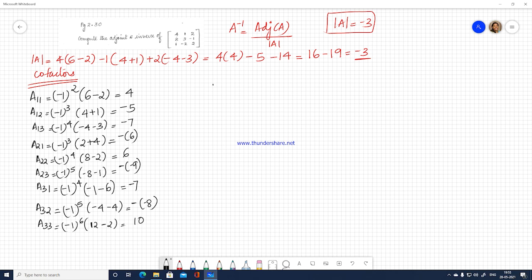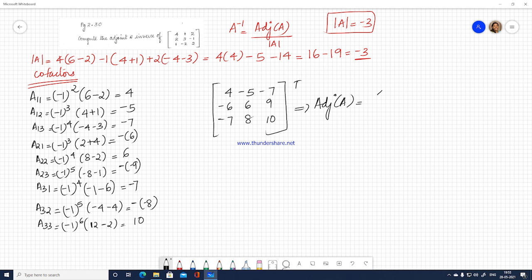Okay, now write all the elements now. So we'll get 4, minus 5, minus 7. We have minus 6, 6 and 9. Then minus 7, 8 and 10. Now let's take the transpose so that we'll get the adjoint of A.